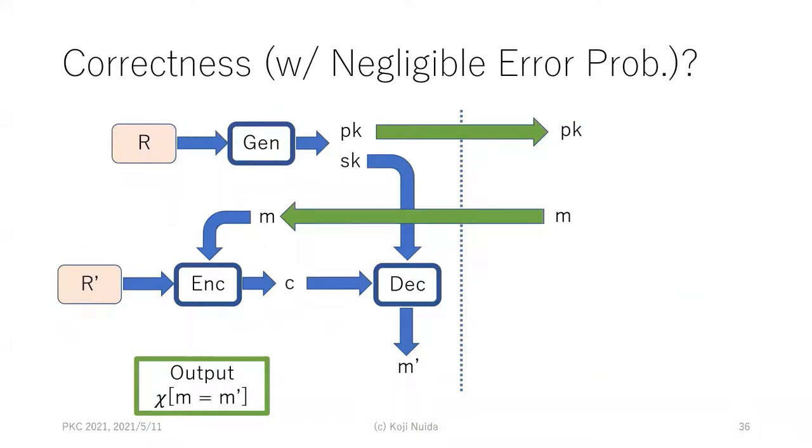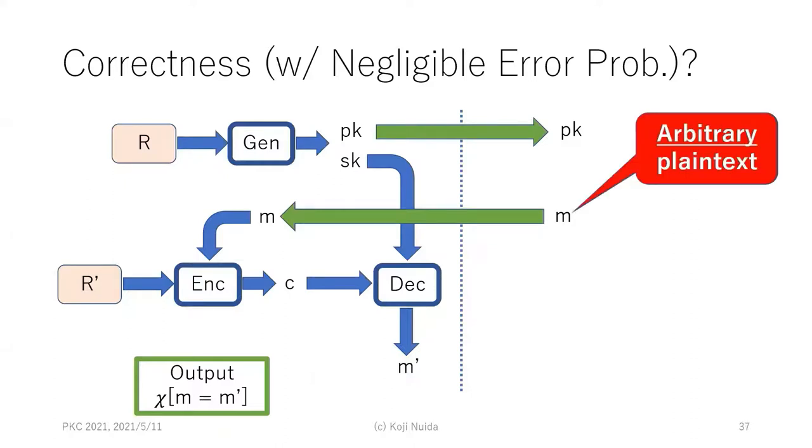Okay, we move to the case of correctness. I note that the correctness notion here is considering non-zero but negligible decryption error probability. If the error probability is zero, then of course the use of PRG doesn't compromise the correctness. This is an analogous picture for the correctness. The essential difference from the case of security is that now the correctness is usually modeled to satisfy for any plaintext, where no condition for efficiency to sample the plaintext is explicitly stated.